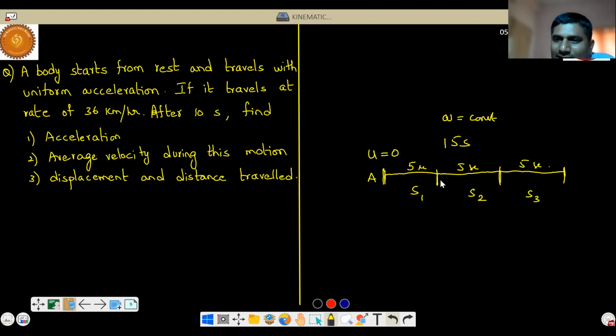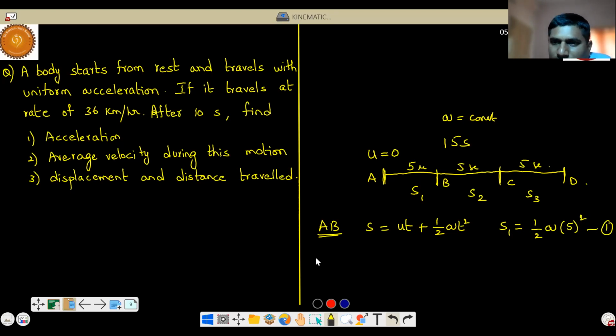Okay. So let us say this is A, this is B, this is C, and this is D. Initial velocity is 0, total time 15 seconds, acceleration is constant. So now let us calculate first in the interval AB. Let us apply the equation S = ut + (1/2)at², where S is nothing but S1. S1 = 0 + (1/2) × a × 5², since u is anyway 0 and acceleration we don't know. Correct or not? This is equation number 1. Now the BC distance is this one, correct or not?